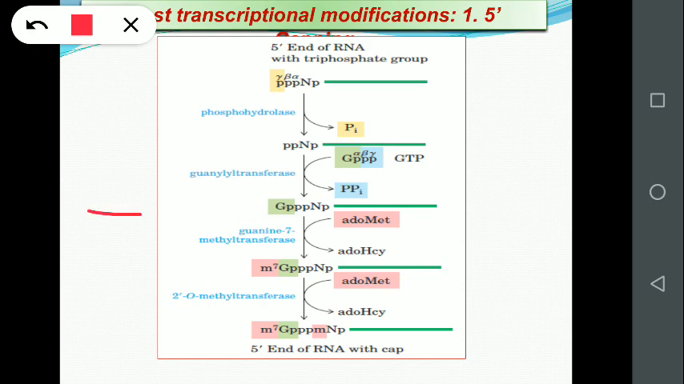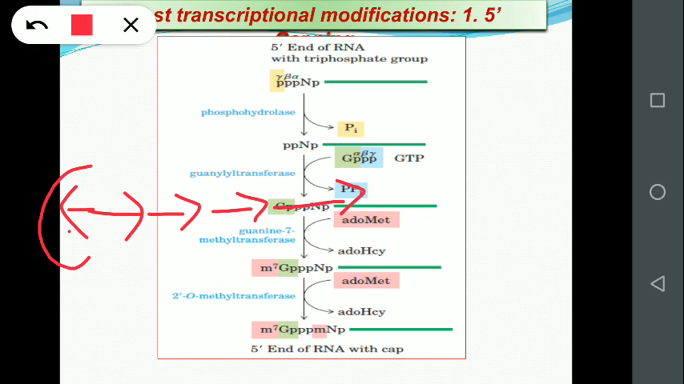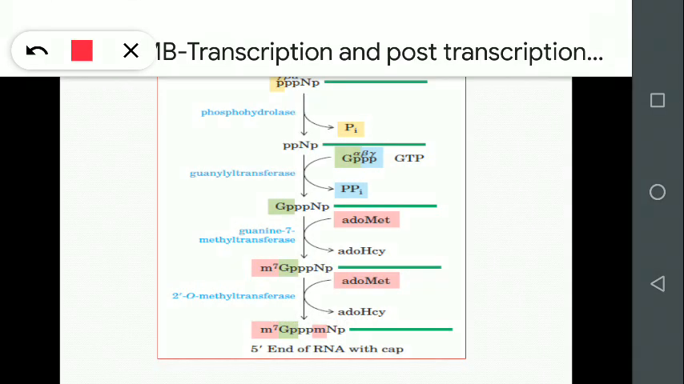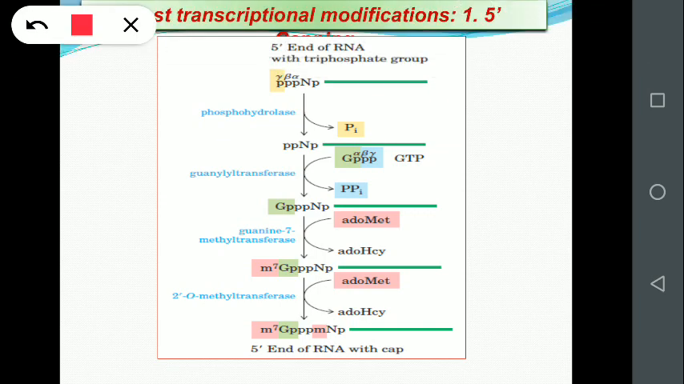Always the nucleoside, suppose this is one nucleotide, it joins like this. But at the head side, it comes in the other direction, so in this direction. So in this way the GMP is closing the head end. That is why it is called a cap: it is closing the head end.